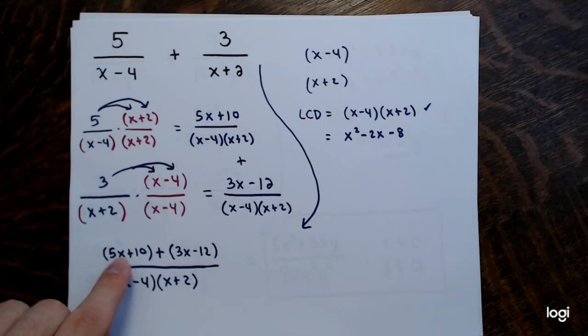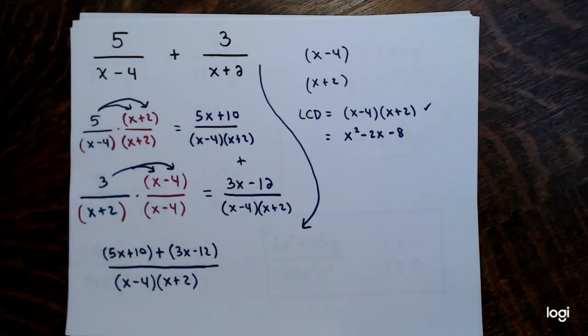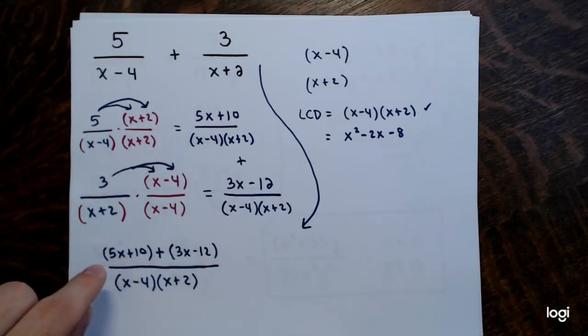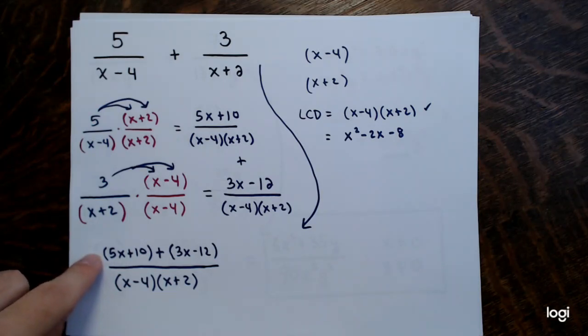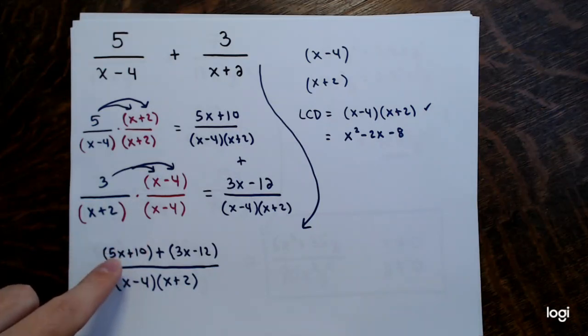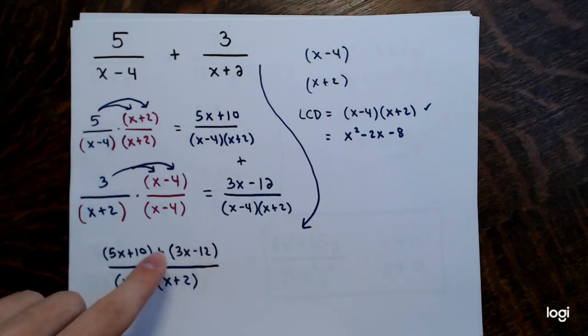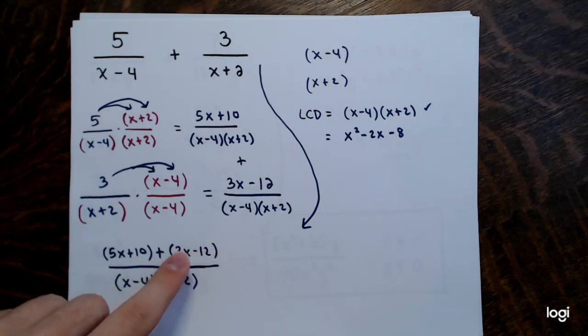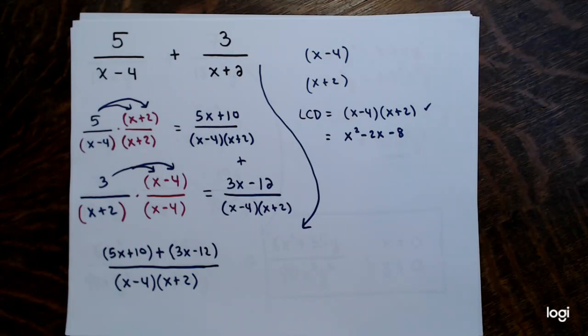Now I know I put parentheses around these two terms, 5x plus 10 and 3x minus 12, but they're not really necessary here. There's nothing being multiplied by the 5x plus 10, so I'm not distributing anything, I'm not raising it to powers. So the parentheses aren't needed. Same thing here. This isn't being multiplied by anything or raised to any powers, so I don't need the parentheses here either. So imagine they're not there.